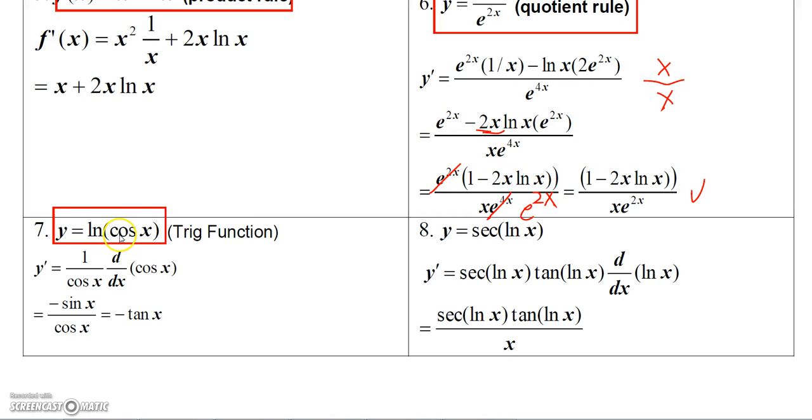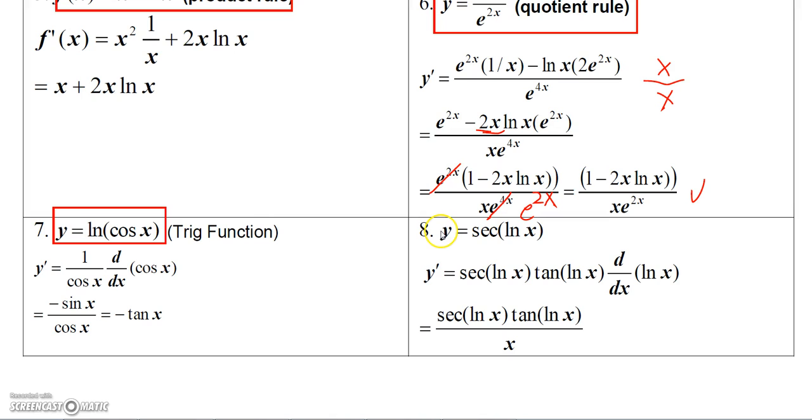So the derivative of this, using the log rule, the derivative of natural log of u would be 1 over u, so it would be 1 over cosine x, and then multiplied by the derivative of the argument. So the derivative of cosine x is actually minus sine x. So I'm going to multiply this 1 over cosine x by minus sine x, and I'll get minus sine x over cosine x, which is the same as minus tangent x.